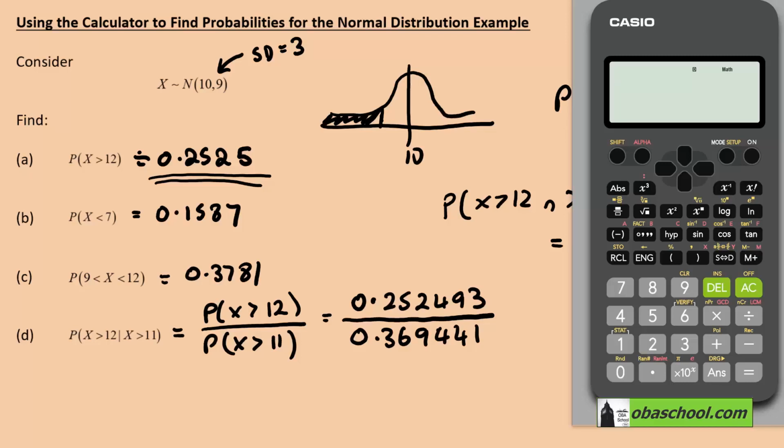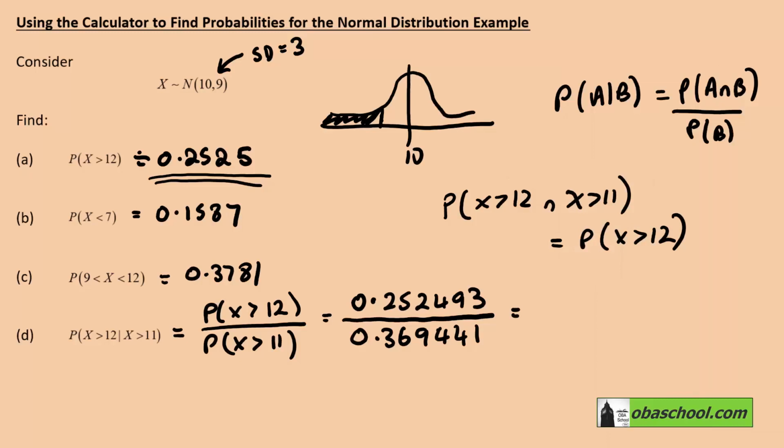And then rather than come out of the stat mode, I've just picked up my ordinary calculator that won't do that type of statistics. And I've got 0.252493 divided by 0.36941. And that gives me, to 4 decimal places, 0.6834. So 0.6834.